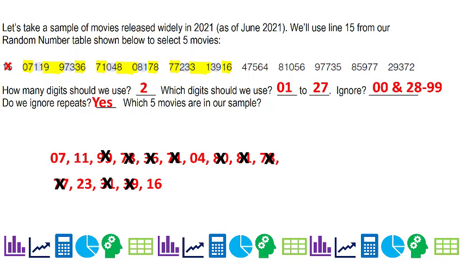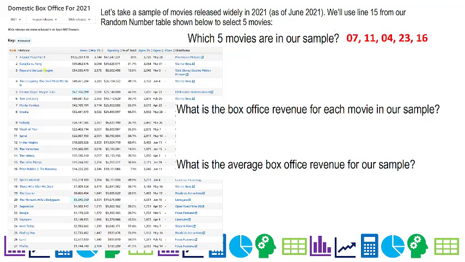And now I actually had to do 15 pairs of digits in order to just get 5 sets that were from 0, 1 to 27. So this is my sample. I'm going to look at movies 7, 11, 4, 23, and 16. So bringing back up our list, we said there was 7, 11, 4, 23, and 16. So I'm just going to go ahead and go down the list and circle those. 7, 11, 4, 23, and 16. Which movies were those?